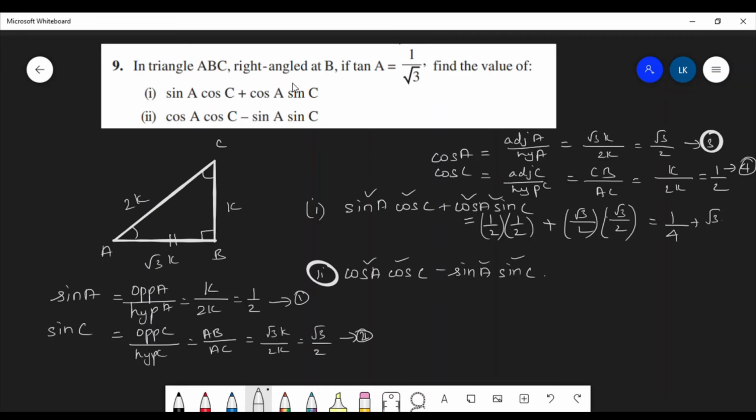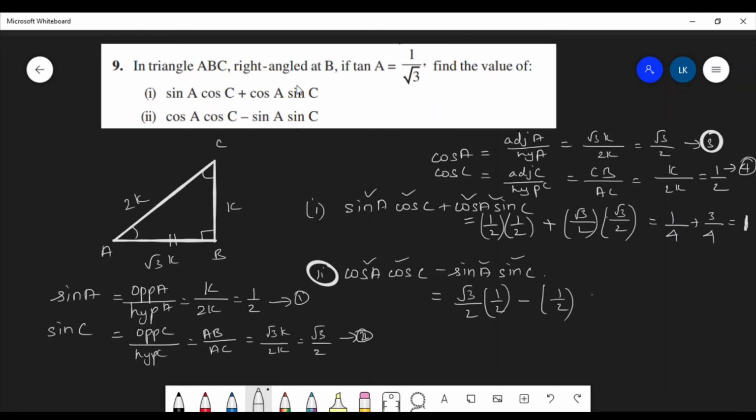root 3 into root 3 is 3. 3 by 4, which is equal to 4 by 4, which is 1. Answer is 1. And cos A value was root 3 by 2. Cos C value was 1 by 2. And sin A value was 1 by 2.